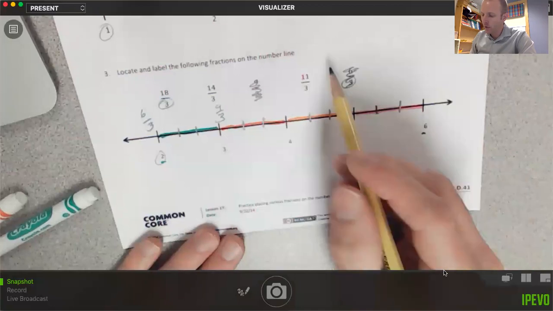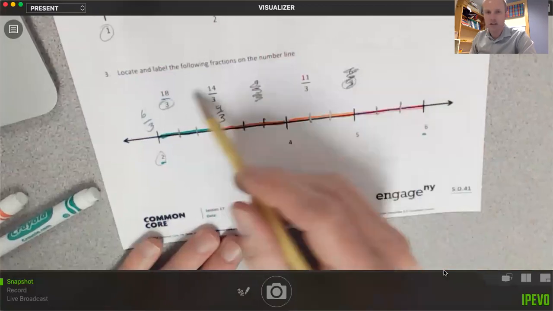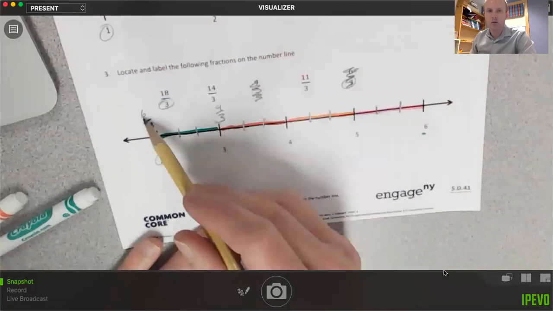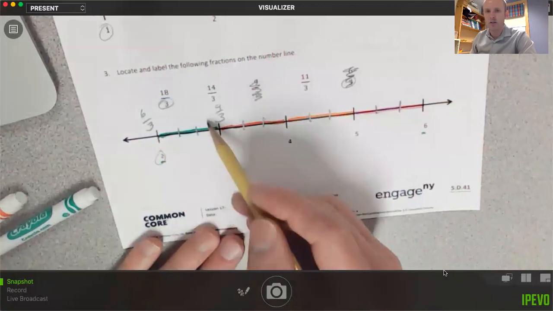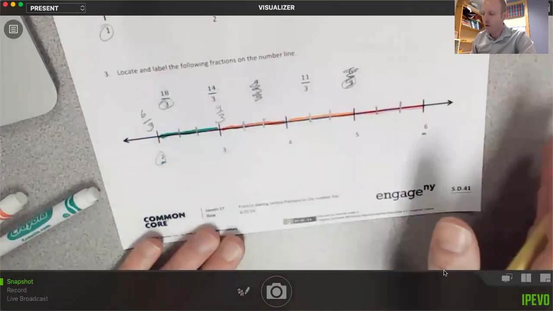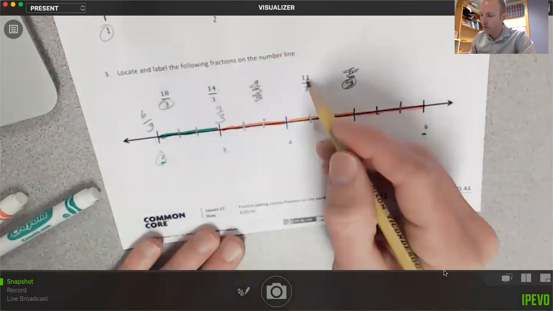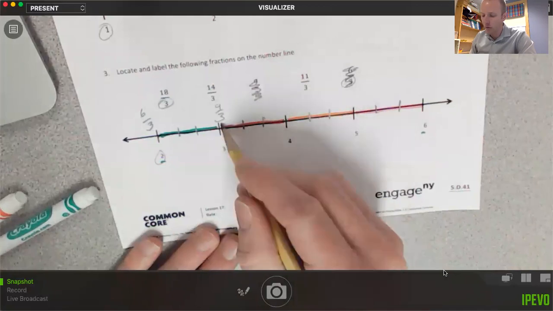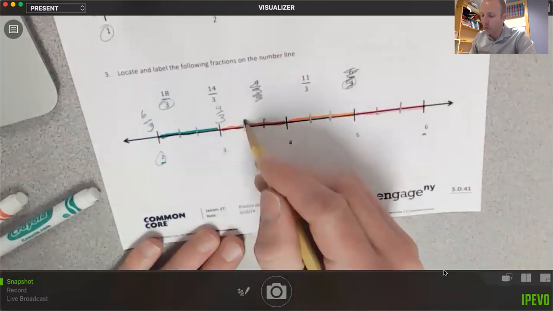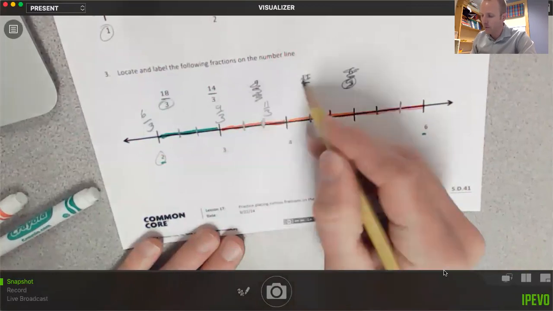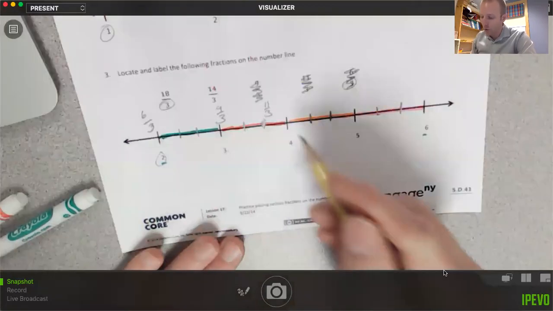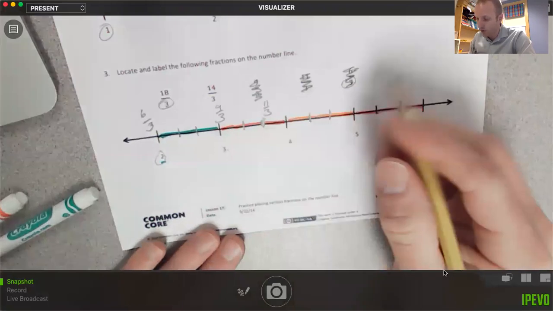I also am looking here, I notice 11, 14, and 18 as numerators. None of those numbers fall between 6 and 9. So nothing else is going to go in this section. I've ruled that out a little bit. But I do notice that 11 is close to 9. So I could count on perhaps and say 9 thirds, 10 thirds, 11 thirds right there. I could then count down and say 12 thirds, 13 thirds, and 14 thirds. That works.